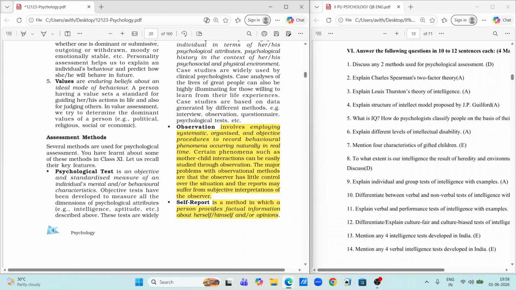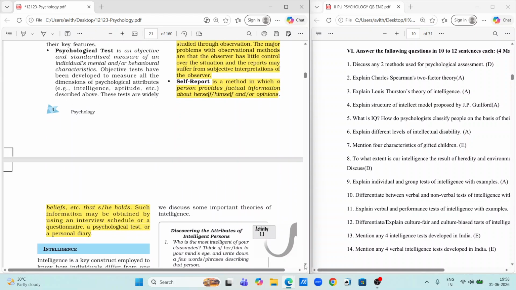Second method, self-report method. It is a method in which a person provides factual information about herself and opinions, beliefs, etc. that he holds. Such information may be obtained by using an interview schedule or a questionnaire, a psychological test, or a personal diary.